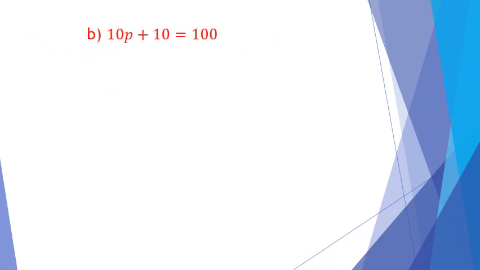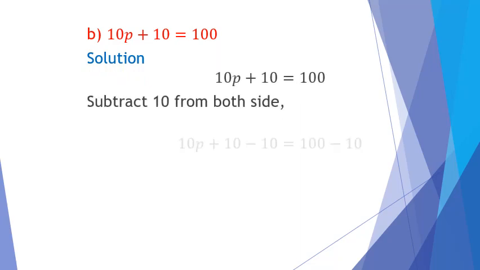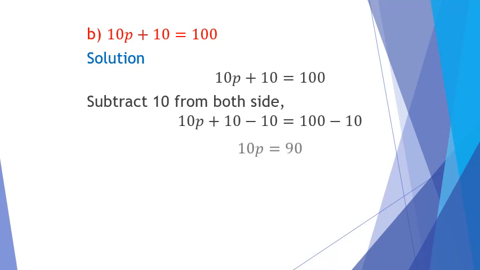Next, 10p plus 10 equal to 100. So, to remove or separate 10 from LHS, first you have to subtract 10 from both sides. So, we get 10p plus 10 minus 10 equal to 100 minus 10. That is 10p equal to 90.